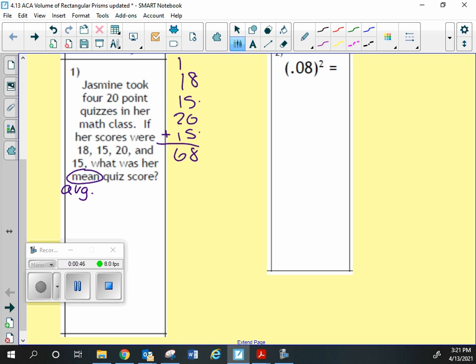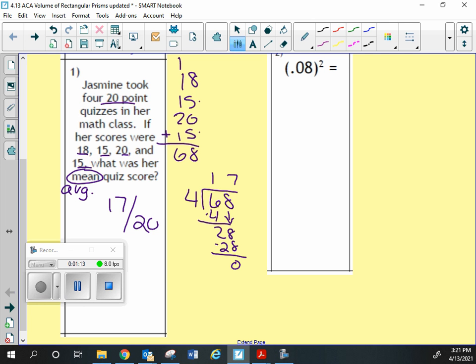No. So I need to divide by how many? 4, because there were 1, 2, 3, 4 grades we added. Okay, 4 goes into 6 one time, and it goes into 7 times. So her average was 17. And again, 17 isn't bad because it's out of 20. It was 20 points. And that's probably an A or B average. Not bad at all.